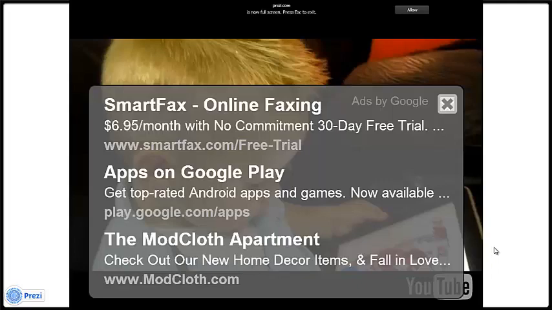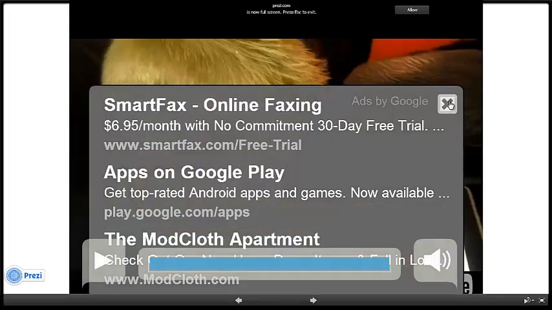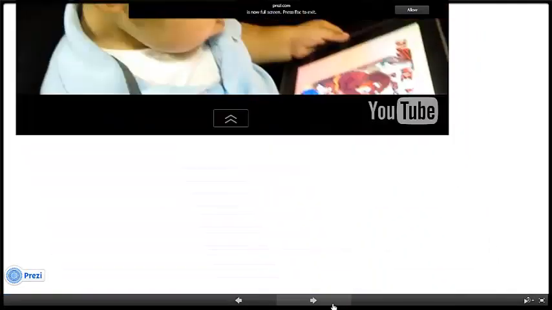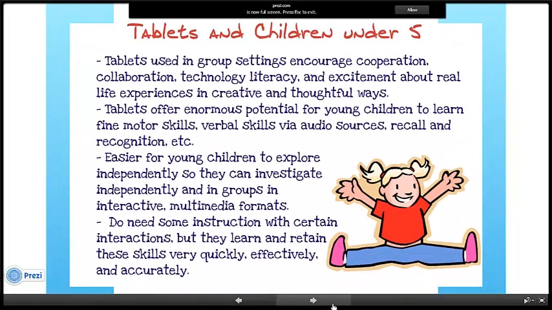So clearly for children under the age of 5, one clear advantage of tablet devices is that the interface is so intuitive that almost no instruction is necessary, even for young users like Bridger. While some alarmists argue that too much technology can have detrimental effects for young children, their claims seem conjectural rather than evidence-based. Observation even suggests that tablets used in group settings encourage cooperation, collaboration, technological literacy, and excitement about real-life experiences in creative and thoughtful ways.